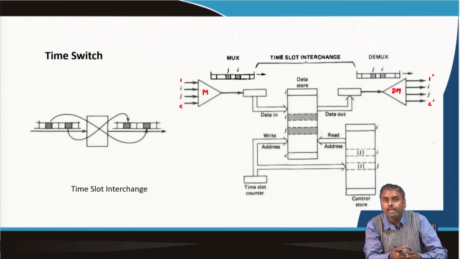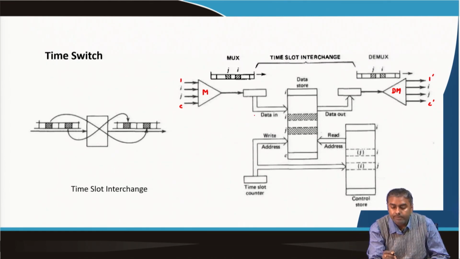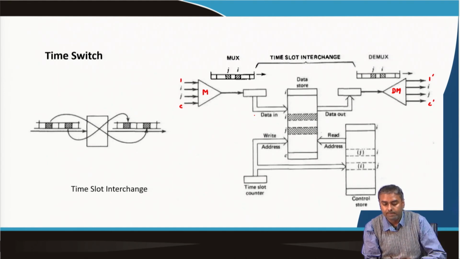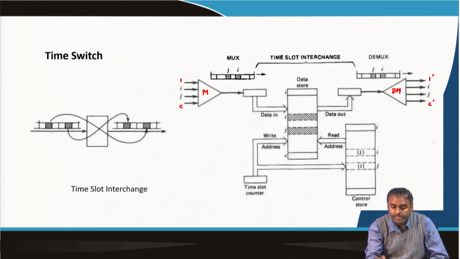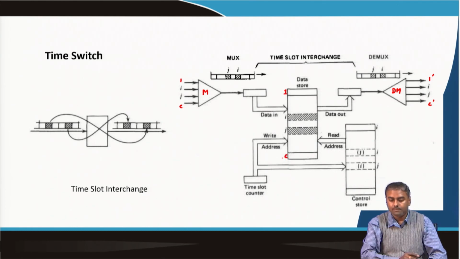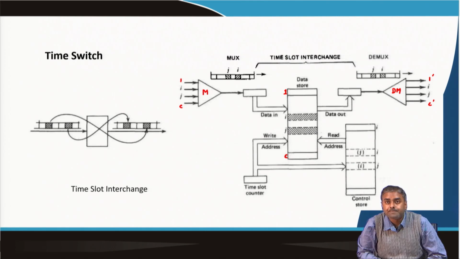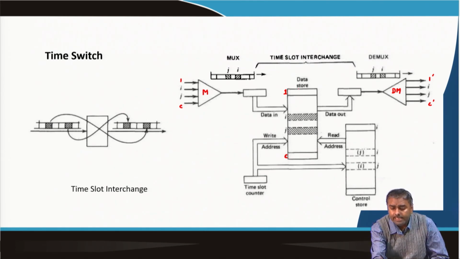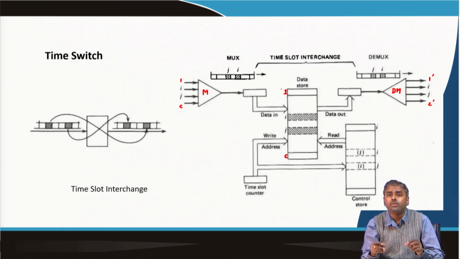So, take that entire one frame data and the byte by byte data you read. After reading it, you actually store it in a data storage. As you can see, that data storage facility has storage starting from 1 to C. That many storage locations are there. Each one of these data stores can actually store a byte.